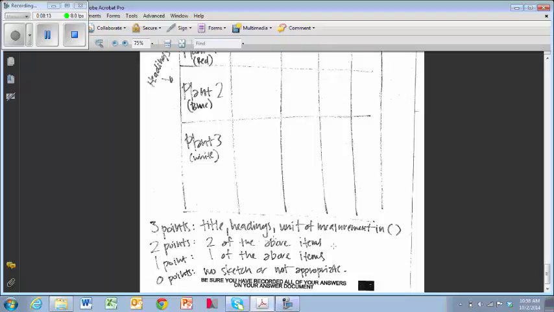And if they, for example, only have a title but don't fill in anything else, they would get the 1 point. If they get 0 points, it means that there's either no sketch or it's just maybe a completely inappropriate table or doesn't have to do with the question they were given at the beginning.